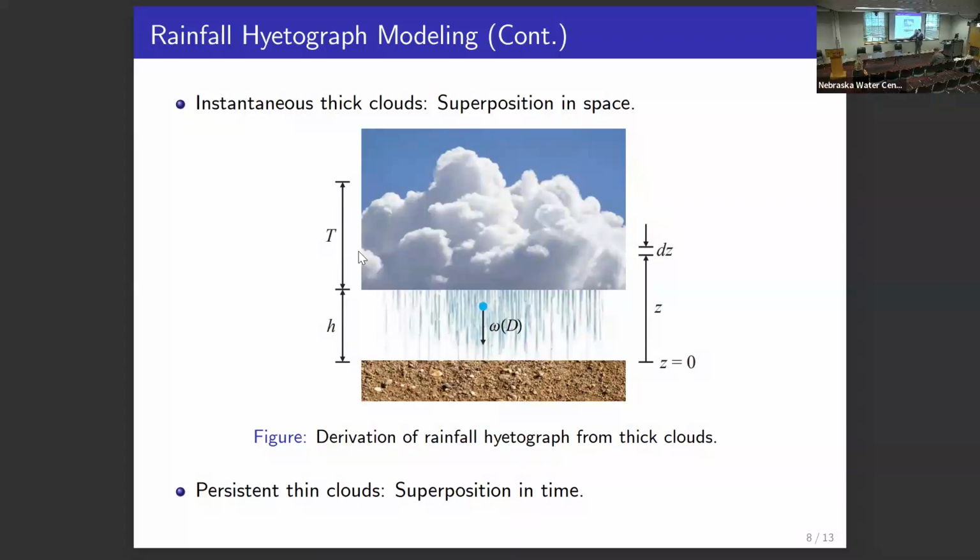For persistent rainfall, take our case in Omaha. Why do we have rainfall in Omaha? Because from the north we have cool air, and from the south we have warm air. When they meet together, we can probably have persistent rainfall. That means you always have transported clouds, so we have a superposition in terms of time. Here I just talk about the idea, not the equation.